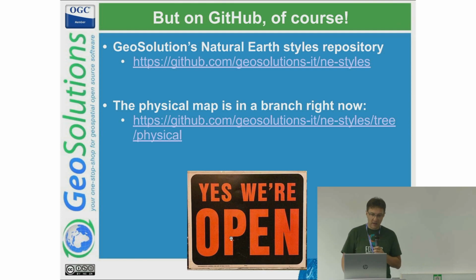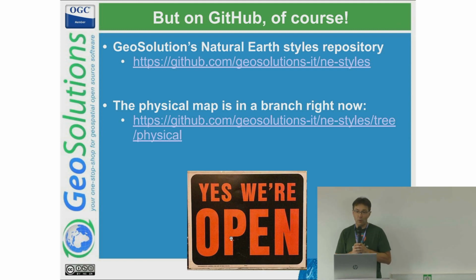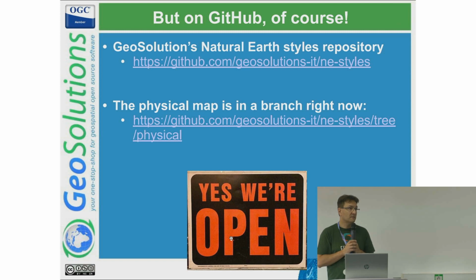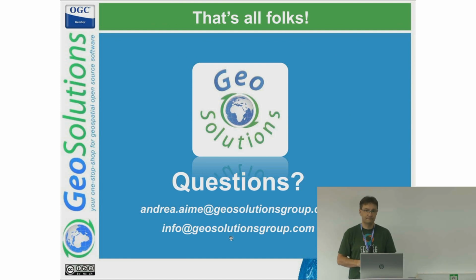Okay, how can you get this? Everything is on GitHub in our repository, and as you can see, the physical map is in a branch of the same repository. And we are open in terms of tickets, in terms of pull requests. Please participate. And that's it.